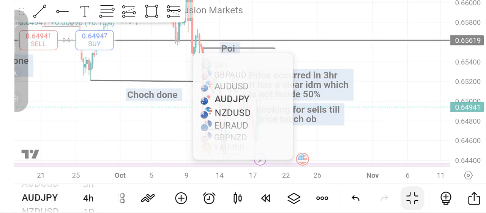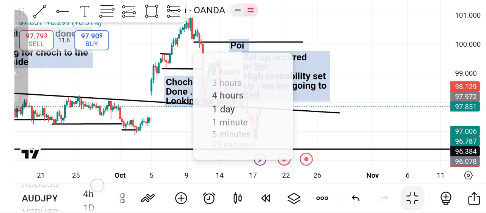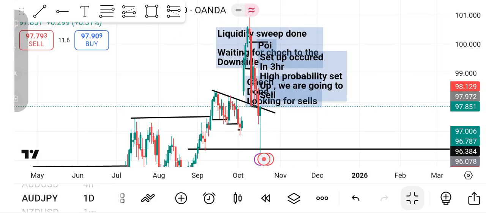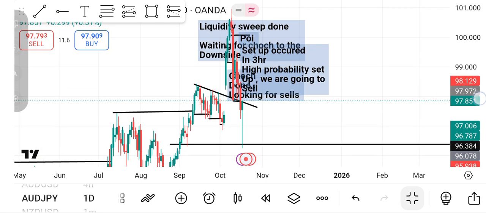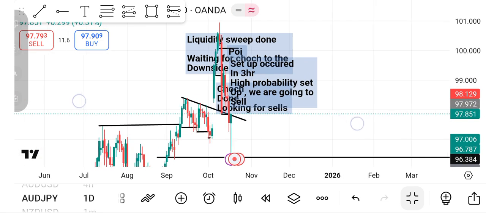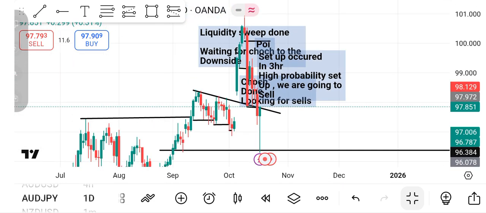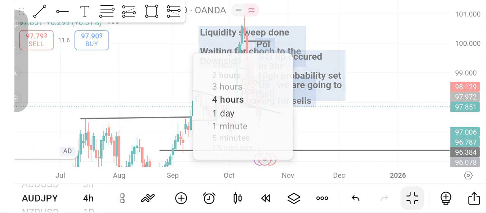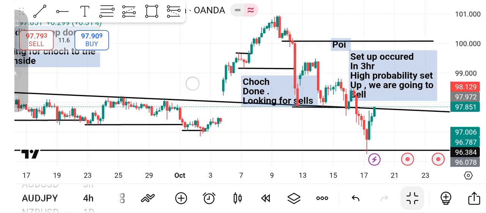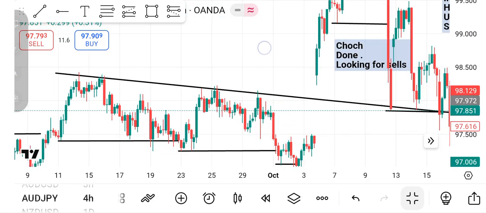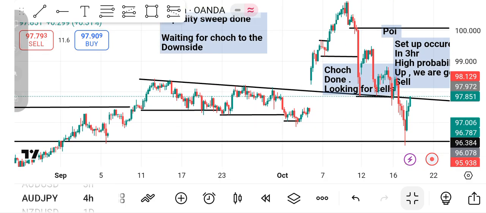So this is how I do my top-down analysis. Now let's go to AUDJPY. If you go to AUDJPY, let's go to daily time frame. AUDJPY is, yeah, bullish. Okay. Now what do I do? I go to 4 hour time frame. This is how I do my top-down analysis. Don't forget, I go to 4 hour time frame.